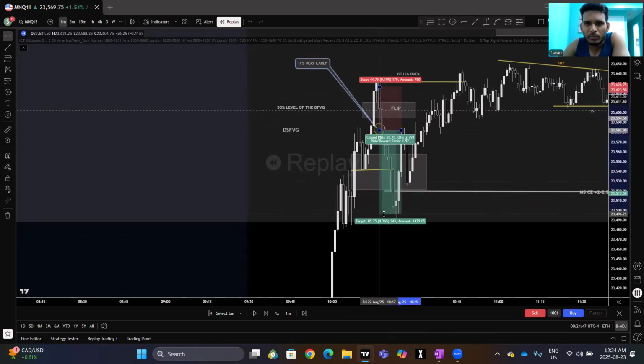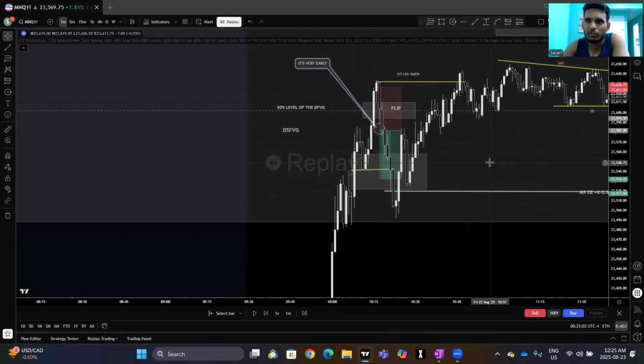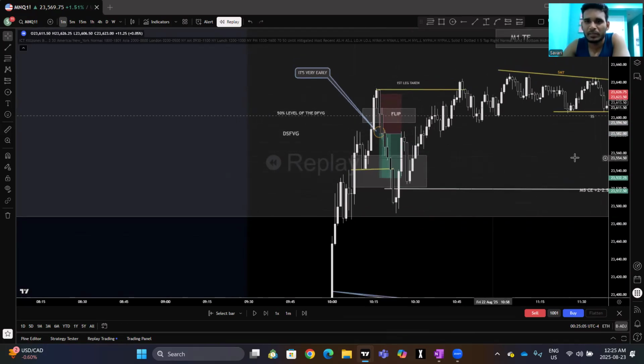So it almost gave 1 to 1, almost 1.2, but we have to close it at 1 to 1 because it's a low probability model, not a high probability model. So we have to close 1 to 1 partials, trend to break even, get stopped out. That's going to be the optimal play here.